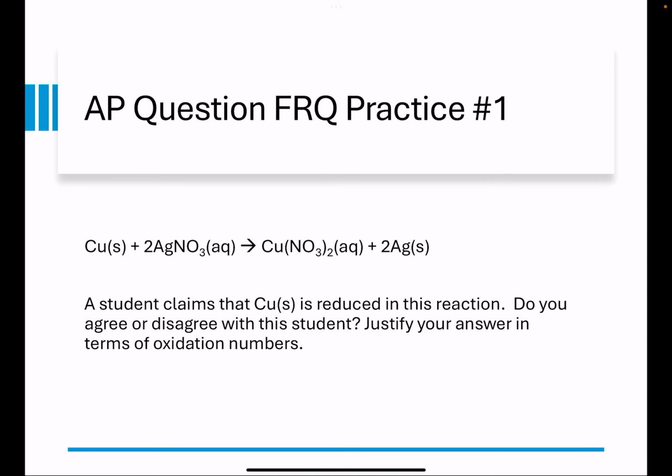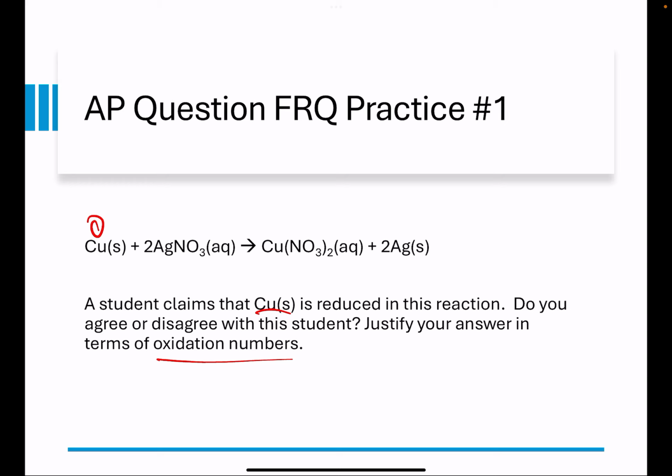So, practice free response questions. Copper plus 2 silver nitrate yields copper nitrate 2 plus silver. So silver nitrate, copper nitrate. I guess I could say the names out. When I was in high school, I was never good at names, so I always just say the formula out. But I guess I could try to do a little bit more. Claim: Cu is being reduced. Do you agree or disagree? Justify your answer in terms of oxidation numbers. So basically they want us to find the oxidation numbers.